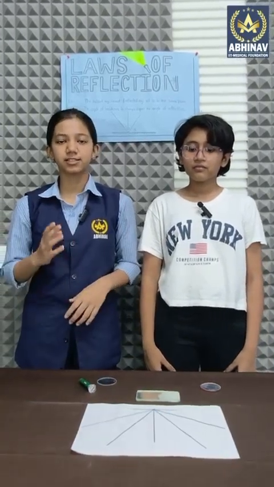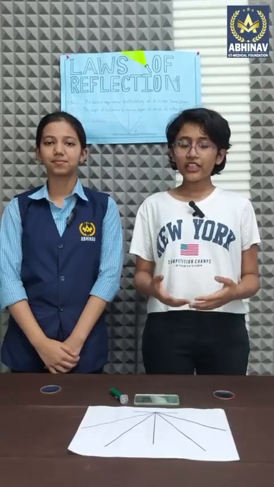Now we are going to explain you about laws of reflection. The first law of reflection states that the incident ray, the normal line and the reflected ray lie on the same plane. We can prove this using the following experiment. This is the incident ray and this is the reflected ray and this is the normal line which is perpendicular to the mirror and they all lie on the same plane.